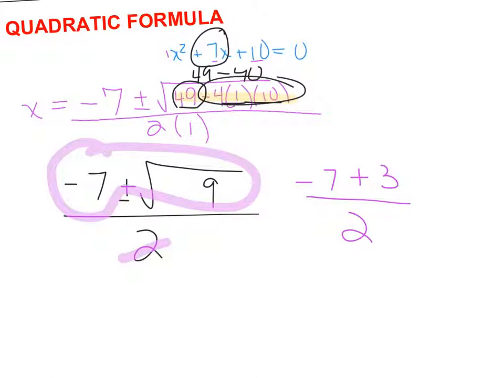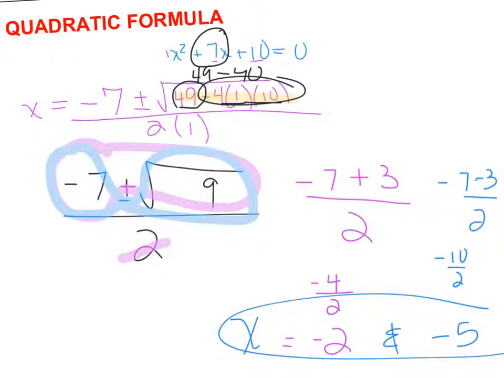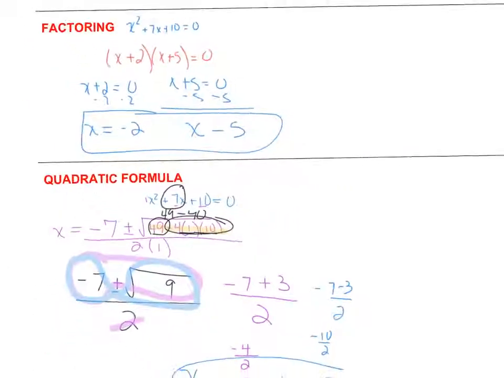And then the other would be negative 7 minus 3 divided by 2. Then I work each one out independently. Negative 7 plus 3 is negative 4. Negative 4 divided by 2 is equal to negative 2. That's one answer. And negative 7 minus 3 is negative 10. And negative 10 divided by 2 is negative 5. So you notice that you get x is equal to negative 2 and negative 5. And you got the same answers as you did in the top one, where it's negative 2 and negative 5, using a different method.